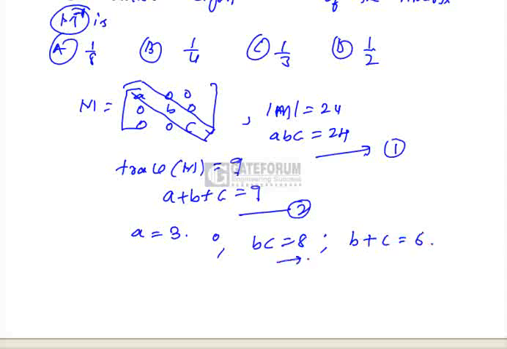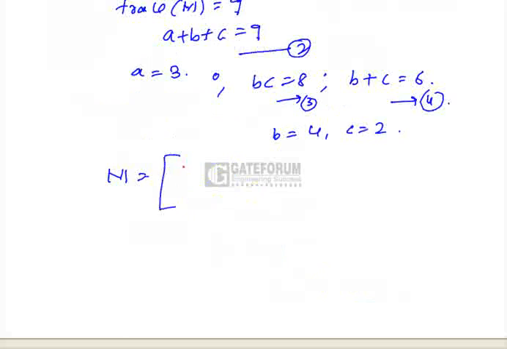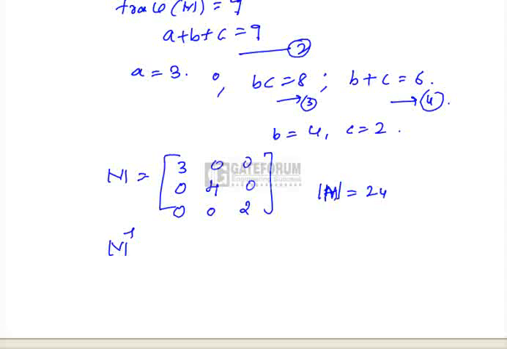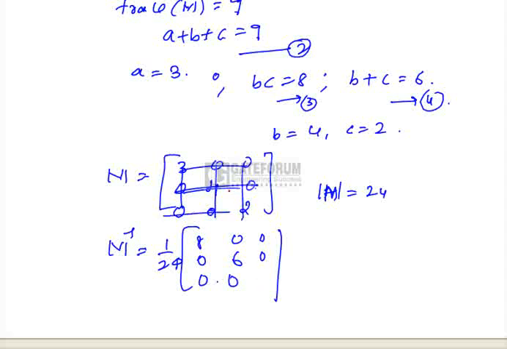Now if we solve these equations, let us say 3 and 4, the values of B and C will be 4 and 2. Now the matrix M will become 300, 040, 002. Now let us find M inverse. In order to find M inverse, we already know mod A is equal to mod M is equal to 24, which is nothing but 1 by 24 into the cofactors of this, which is nothing but 8, 0, 0. Next, cofactors of these two values will always be zeros. Next, cofactors of these values, if I take this value, it is 6, 0, 0, 0, and then for the last one it will be 12.